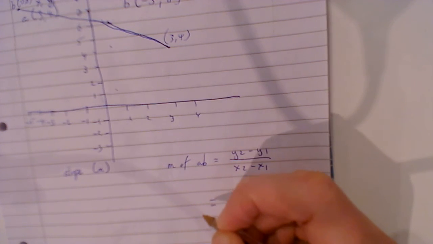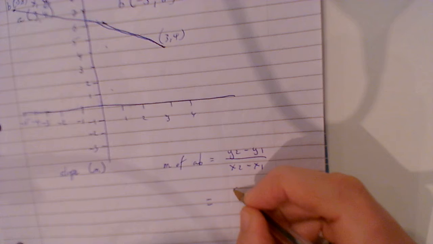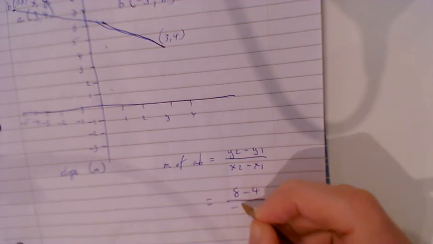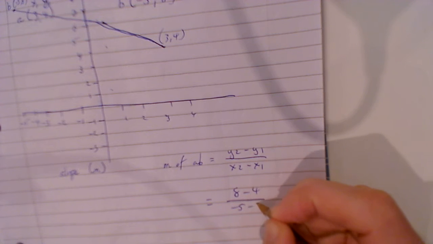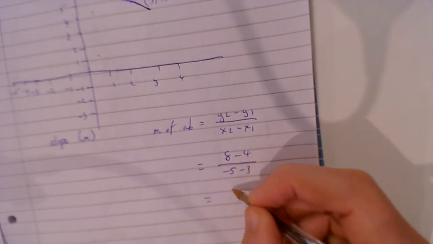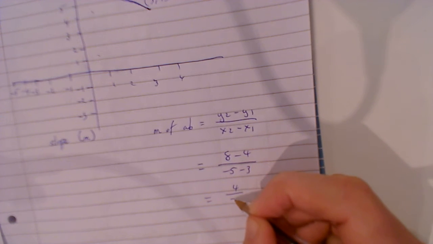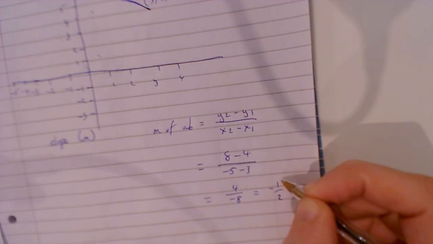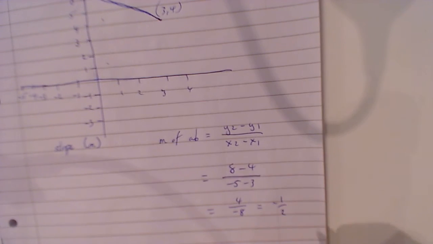Sub in the numbers, this is simple. Y2 is 8, Y1 is 4, X2 is minus 5, X1 is minus 3. That goes and gives us an answer of 4 over minus 8, which is the same as minus a half. That's our slope. Everybody's happy. We've got that correct. Okay? Positive, negative slopes, I've told you how to do that, if it's going uphill or downhill.